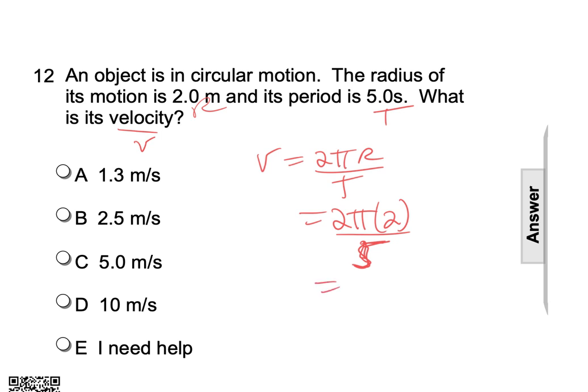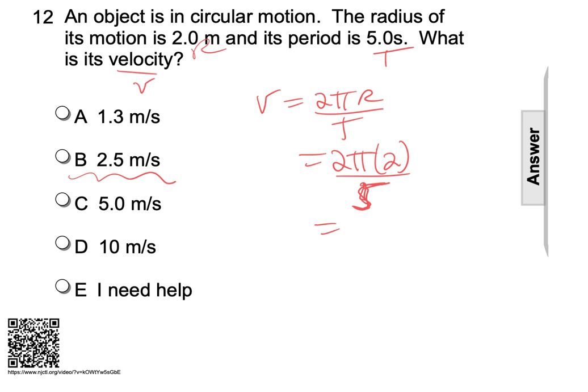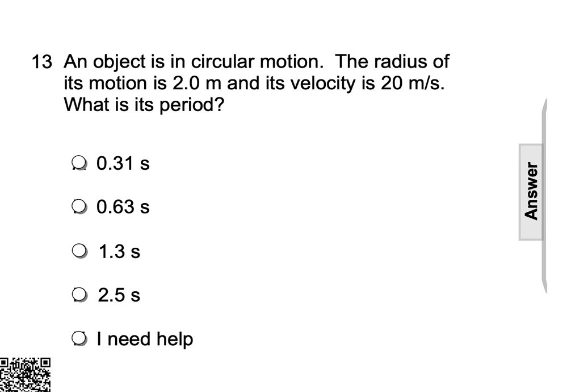Okay, so let's see, 4 pi is about 15, divided by 5 is about 3. So I'm thinking it's 2.5. And I get 2.512, so I was right. Meters per second. Okay, so these are all the same thing, keep on going.